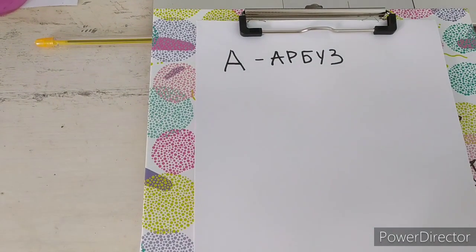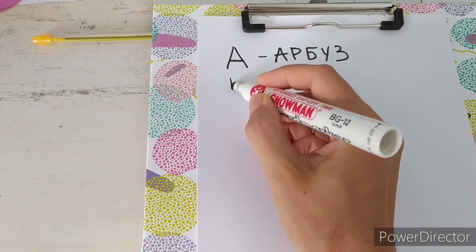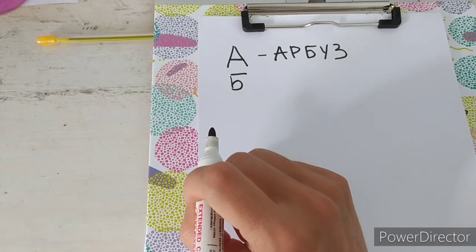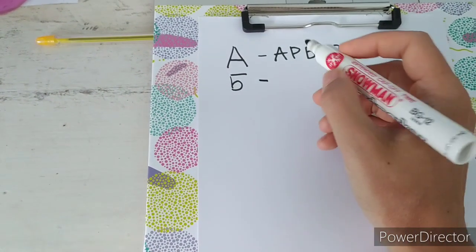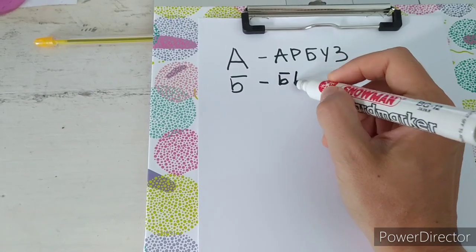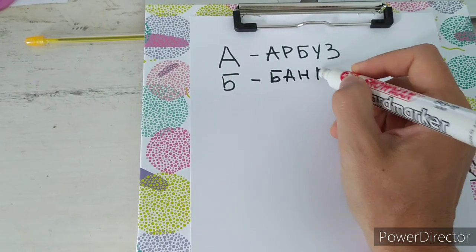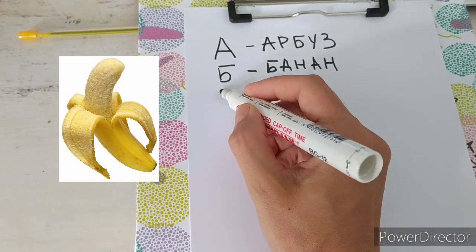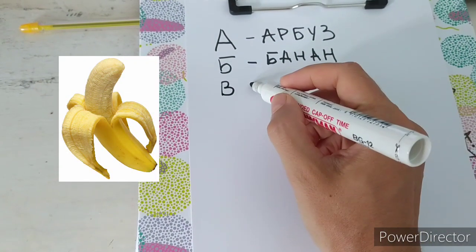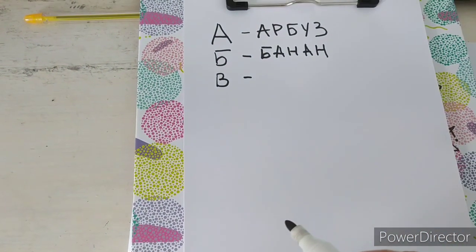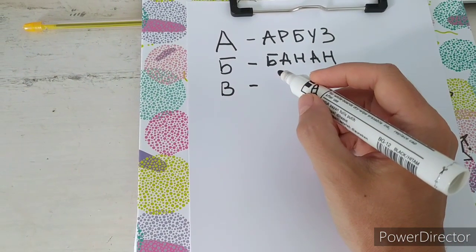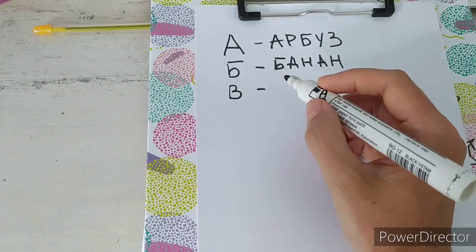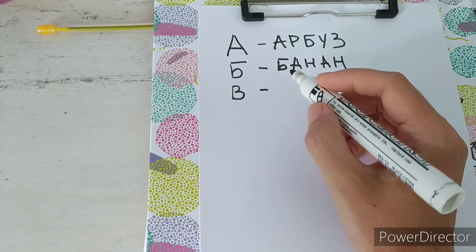And the next letter, буква B. Yeah, B. You know this word. Ba... Banan. Yeah. Then V. Sound V. What word begins, starts with the letter V?